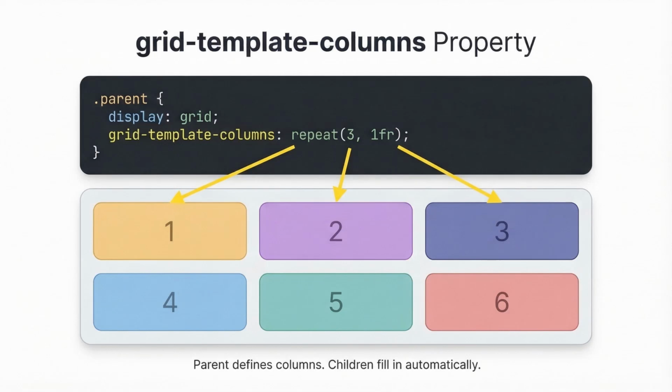Notice that the parent is the one defining the column structure. The children don't need to know anything about layout. They just exist, and the grid places them. Rows are created automatically as more children are added. This is what makes grid so clean.